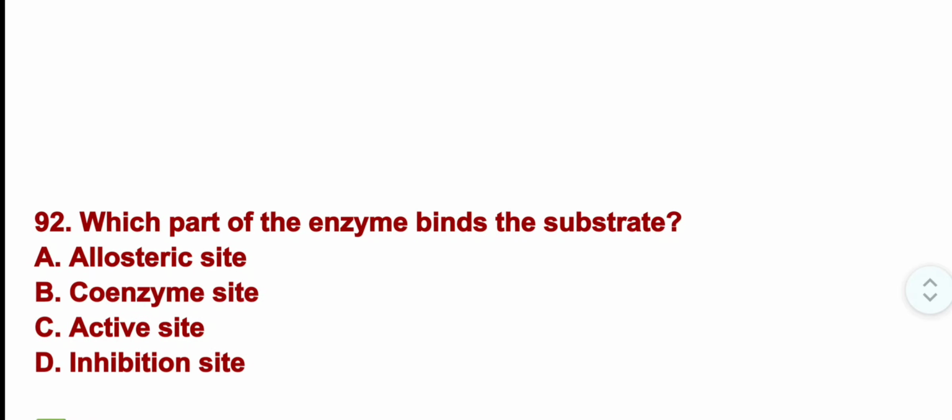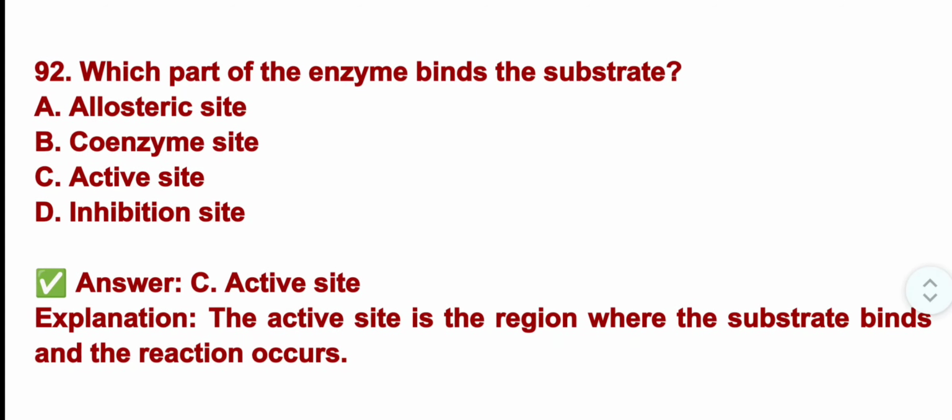Question number 92. Which part of the enzyme binds with substrates? The correct option is option C, active site. The active site is the region where the substrate binds and the reaction occurs.